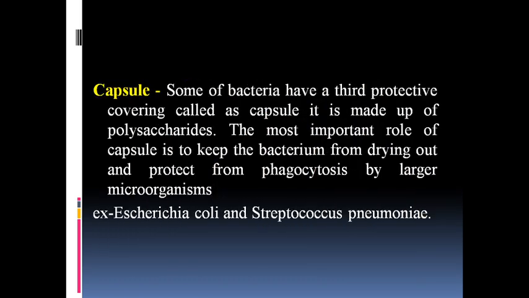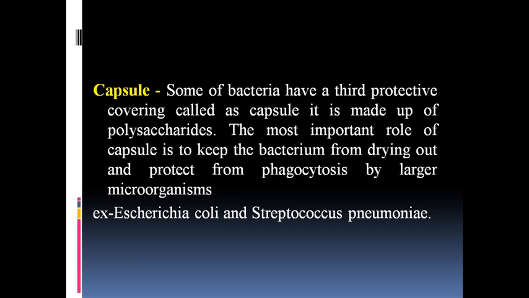Next, moving on to the capsule. Some of the bacteria have a third protective covering called the capsule. This capsule is a third protective layer, and it will not be present in all bacteria. Only some of the bacteria will have a capsule. Examples are E. coli and Streptococcus pneumoniae. These are the bacteria which have a capsule.